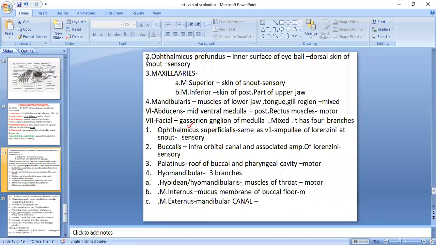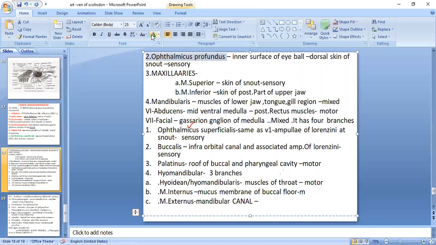Then the second one is ophthalmicus profundus.